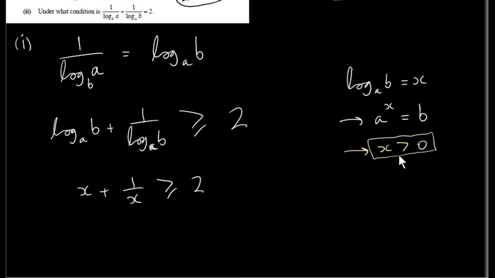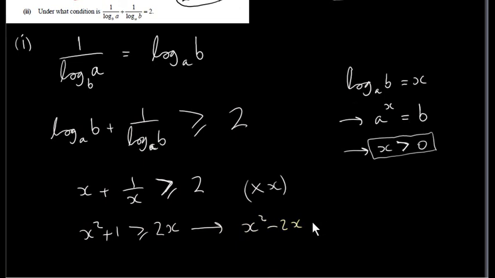So now that we've established that x is strictly greater than 0 and can't equal 0, we can handle this inequality. We can multiply both sides by x without worrying about the direction of the inequality. If we multiply both sides by x, we get x squared plus 1 is greater than or equal to 2x. With any inequality, you should try to get 0 on one side. So we get x squared minus 2x plus 1 greater than or equal to 0. And hopefully this thing here is a square, and it is. We can actually factorize this as x minus 1 squared.